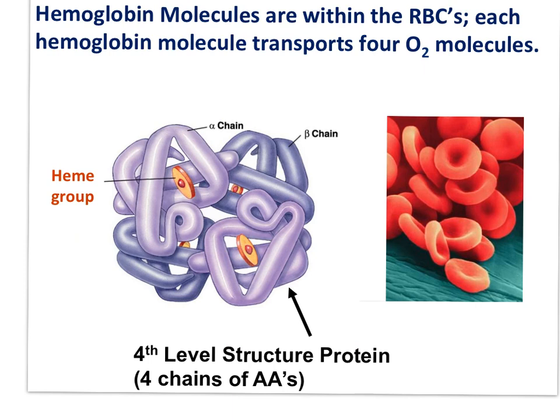Plasma does contain a small amount of dissolved oxygen, but most of the oxygen is transported within red blood cells. The red blood cells contain hemoglobin, a lot of it, and oxygen binds to the hemoglobin. In this image on the left, we can see the fourth level structure of the hemoglobin protein. The protein has 4 polypeptide subunits and 4 heme groups, each with an iron atom in the center.